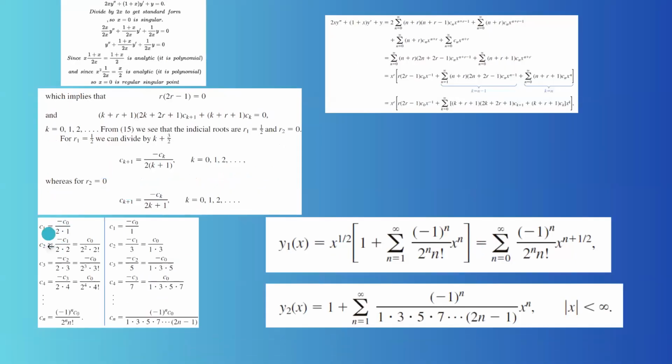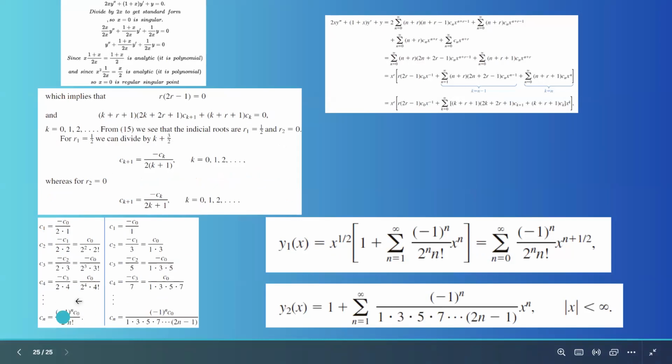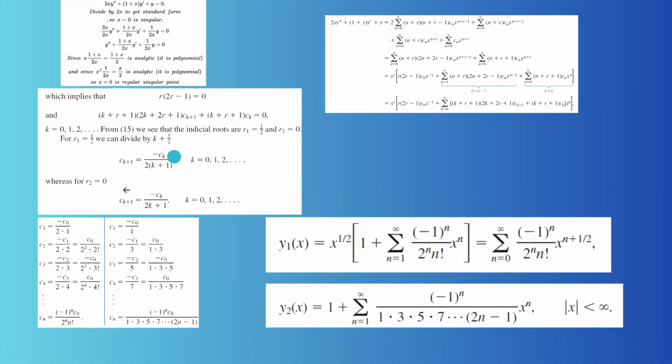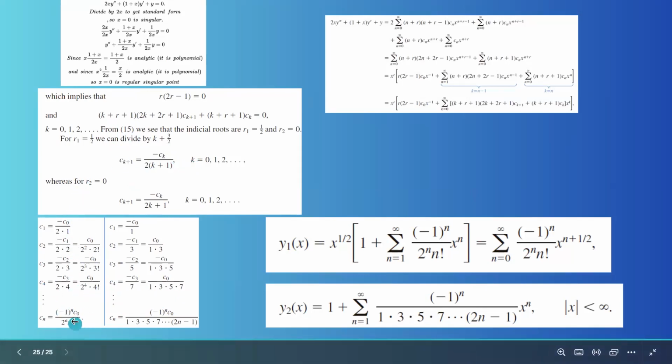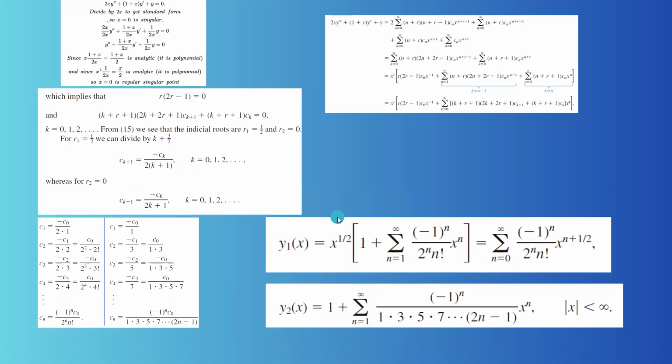Now plug in values to find c1, c2, c3, c4, and eventually sometimes you can find a nice relation between c_n and c sub 0, or c_n and c sub 1. Some other times you can find an even terms pattern and an odd terms pattern. But here, when r is equal to a half, using c_{k+1} equals negative c_k divided by 2(k plus 1), these are the terms, and the general term can be written this way. So when r is equal to a half, the first solution is x to the power a half, or square root of x, times 1 plus the summation of (negative 1) to the power n divided by 2^n n! times x to the n.